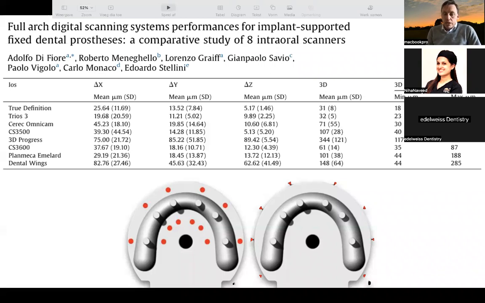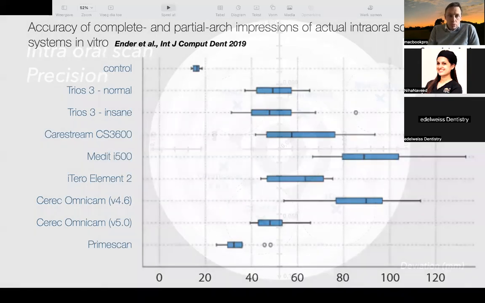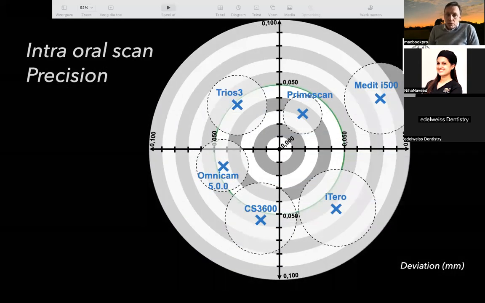But what is the issue if you go to a full arch span? Then we see some other results. You have to know that we have a control group, and we compared the control group with all the intraoral scanners which were available in our country at that moment. We saw that Primescan was far better than all the rest in accuracy. And this is to make it visible, easy.